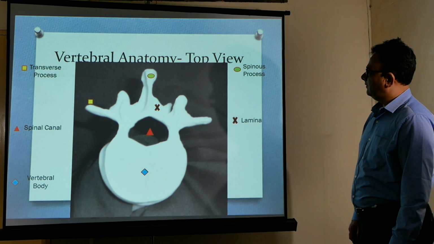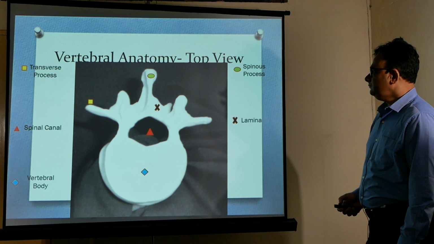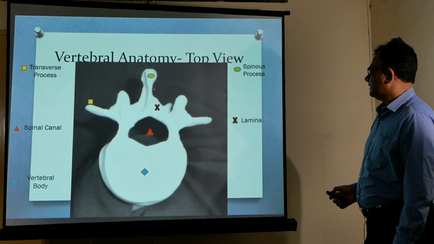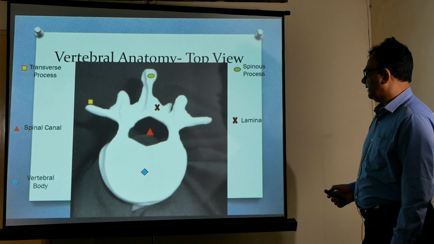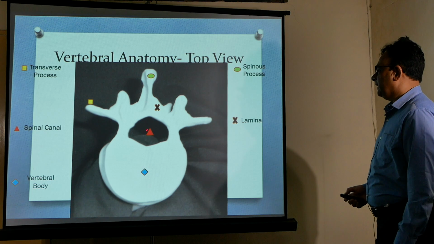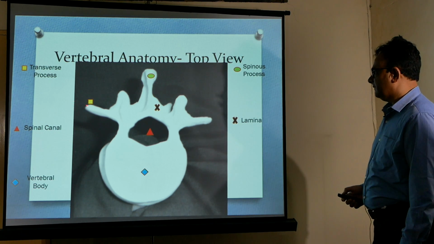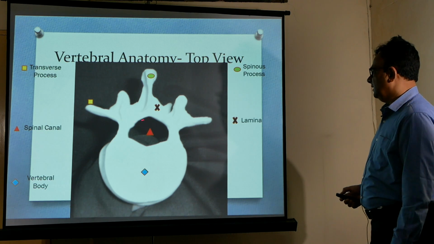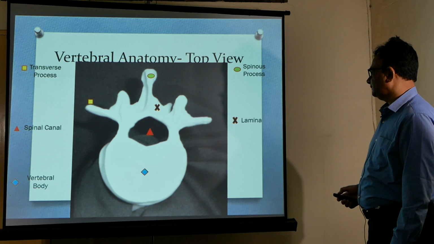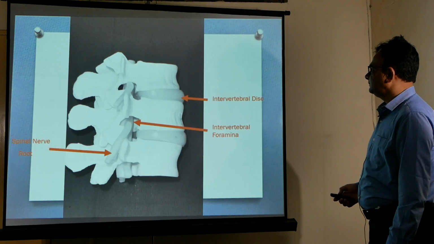This is a picture of a vertebra. This is the spinous process, which is posterior. This is the anterior part, this is the posterior part. This is the spinal canal in which the spinal cord is there. These are the transverse processes. This is the laminae which connects both parts. So this is the anatomy of a vertebra.